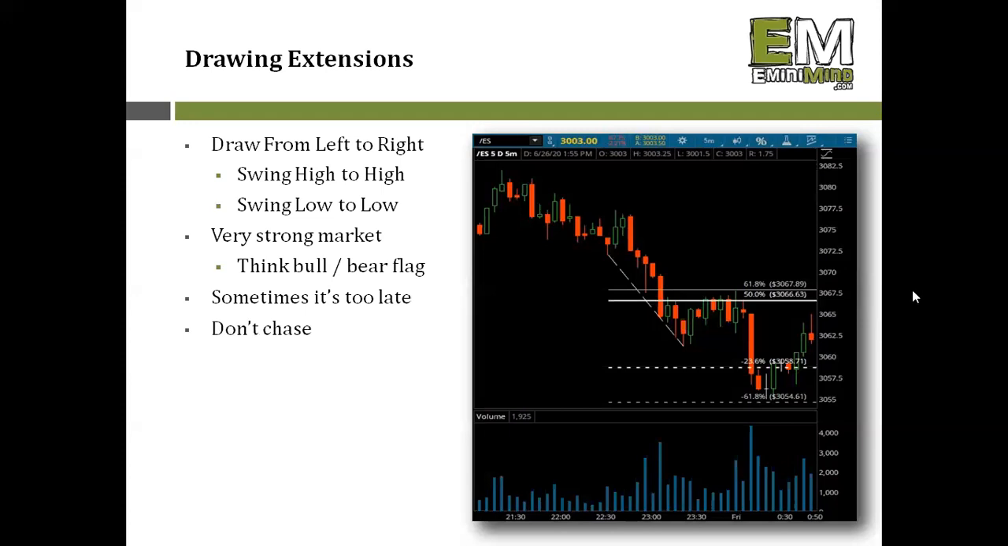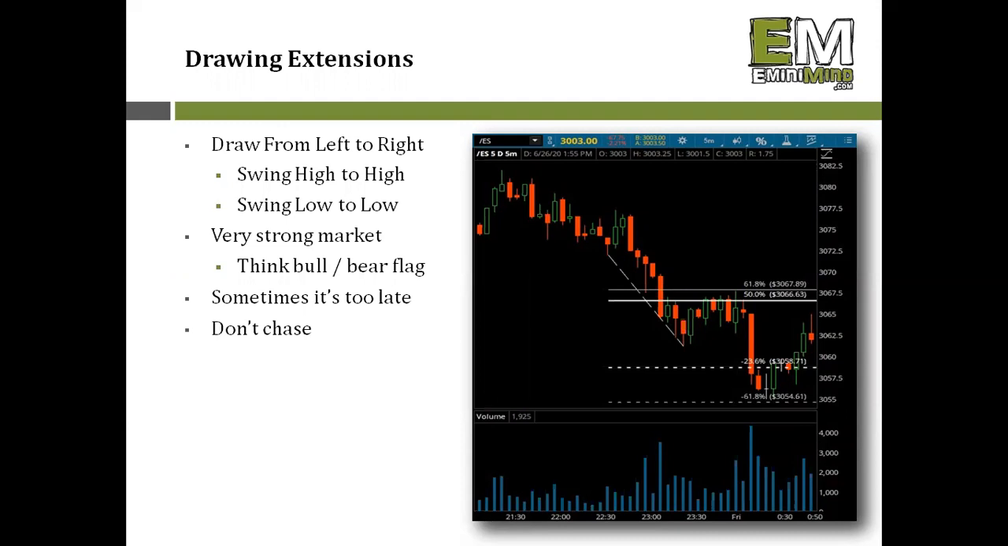So the one thing that you don't want to end up doing is chasing. If you drop 3, 4, 5, 6 retracements in a row and for whatever reason didn't get in on any of those, you don't want to wait till you're on retracement 7, 8, 9 to try and jump in.